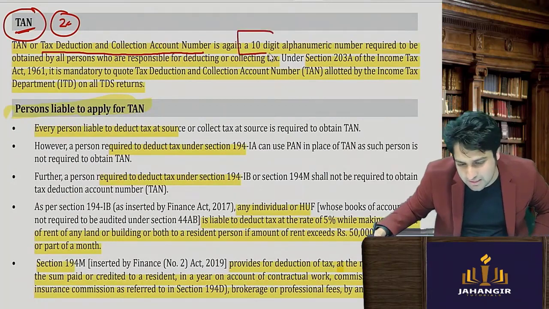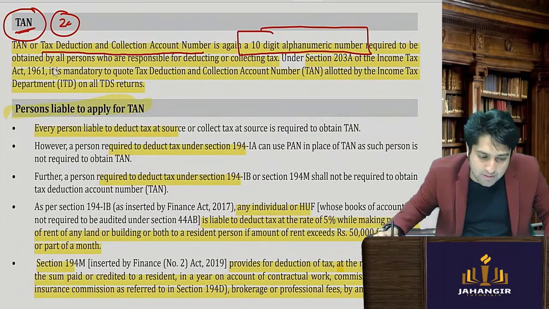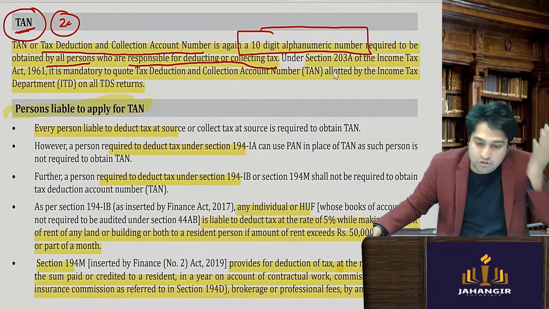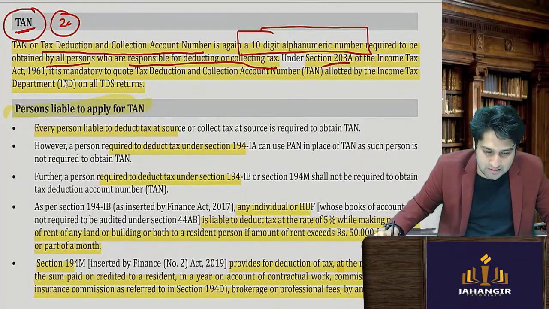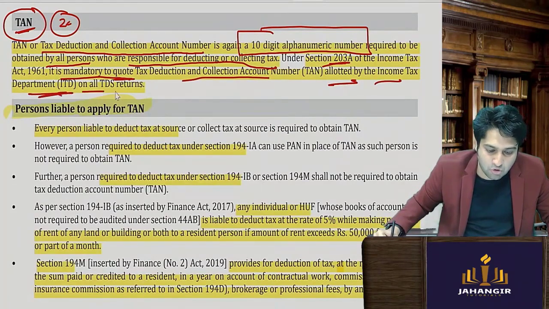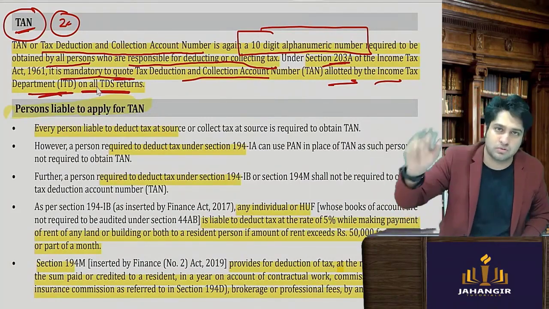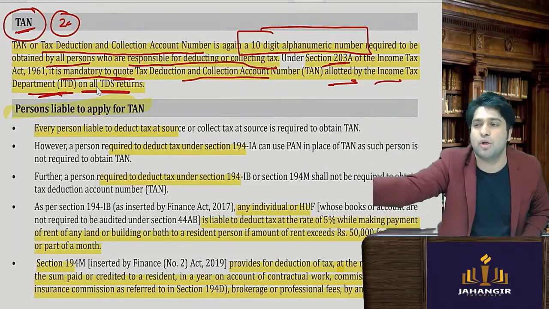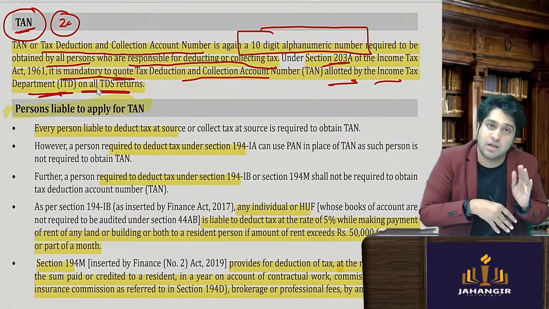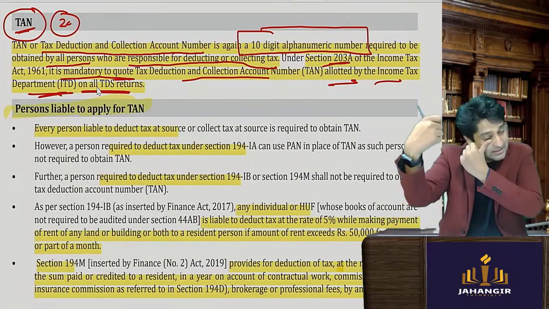Again, this is also a 10 digit alphanumeric number. Income tax numbers are all the same, 10 digit alphanumeric. It is required to be obtained by all persons who are responsible for deducting or collecting tax. Now section 203A of the Income Tax Act, it is mandatory to quote the TAN number allotted by the Income Tax Department on all TDS returns. Now common sense, I am taking TAN only to deduct TDS. I am an employer, I will deduct tax from the employee and give the salary, so if I cut the tax, I need to first by law get this certificate, this number, that yes, I am so and so person, I am deducting this tax and I give it to the government.